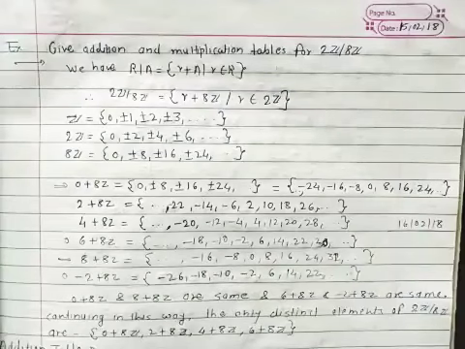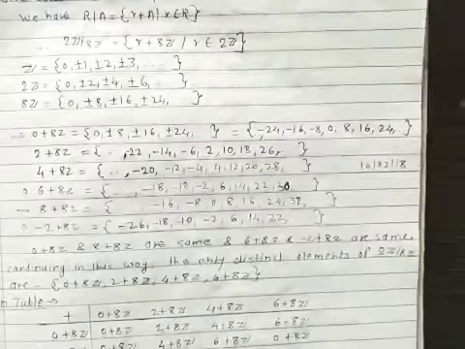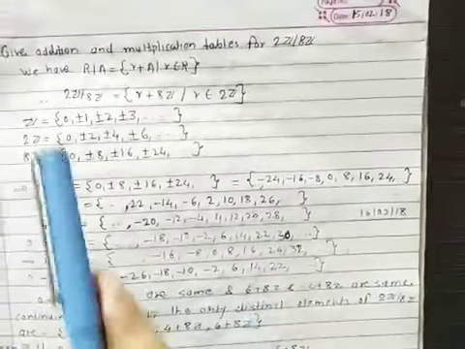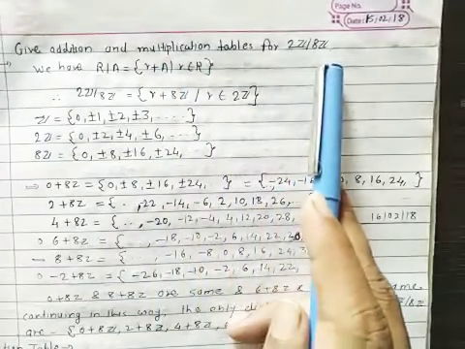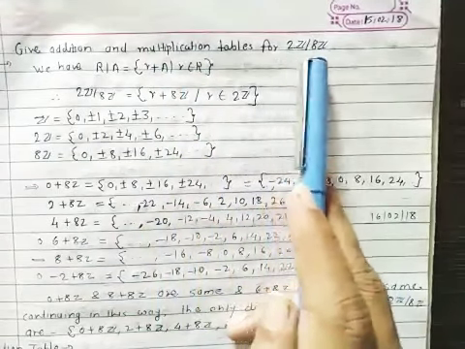Hello students, let's solve the next example. The first example is: give addition and multiplication tables for 2Z/8Z. First of all, what is 2Z/8Z?